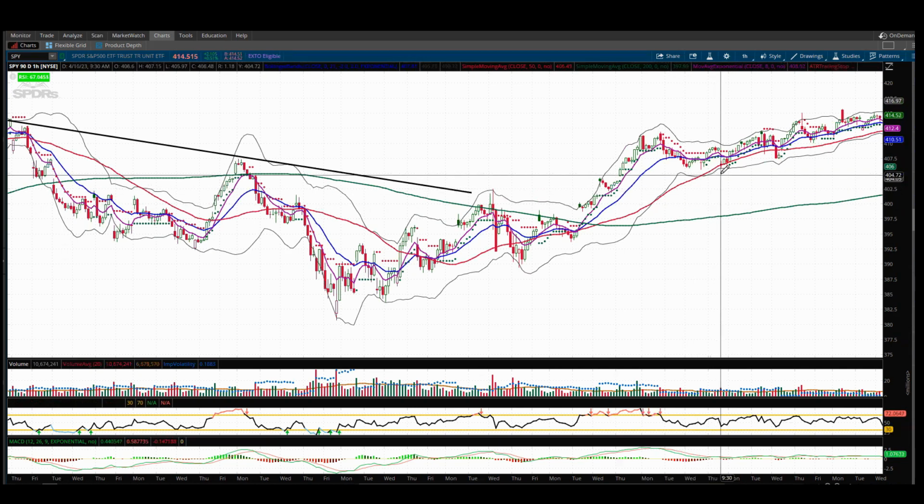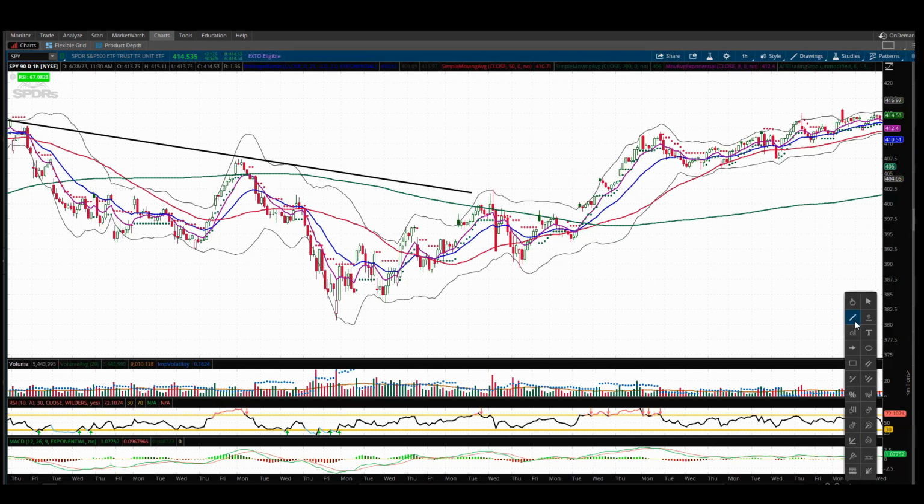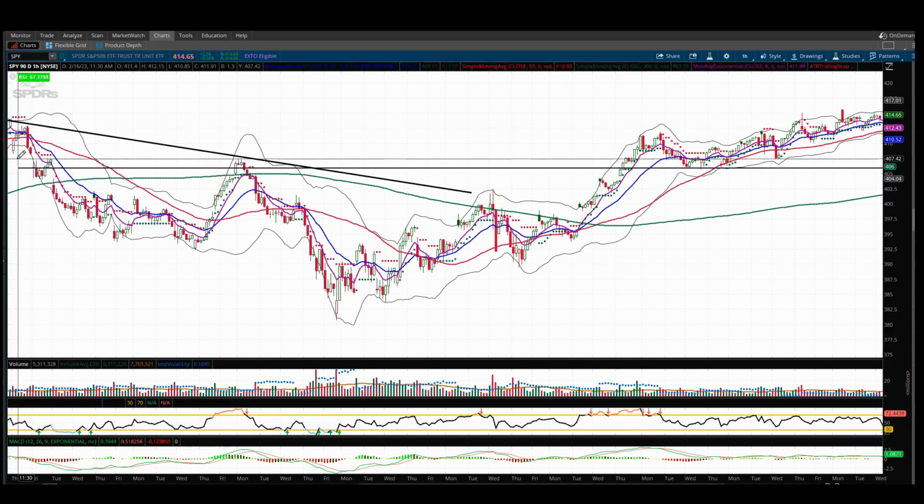What we want to look for when we get a pullback like this is, if we were to draw a support line or a horizontal line, has this area been prior resistance or support? The way we would do that is by drawing a line across from this level. And what you can quickly see is that at the 50-day moving average, when you look back in time, that was previous resistance there, and it was previous support and resistance prior to that.